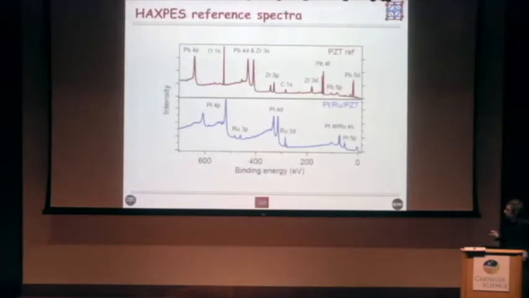So here are the first results. This is a reference spectrum without the top electrode. All the usual core level peaks are there. We put the top electrode down, and then effectively, on this scale anyway, we've almost completely attenuated the signal coming from the PZT. This is just to underline the need for probing down below that electrode and using hard X-rays.